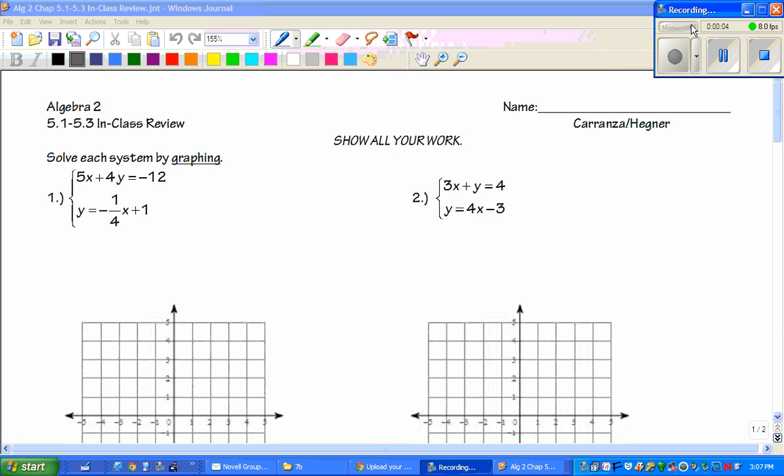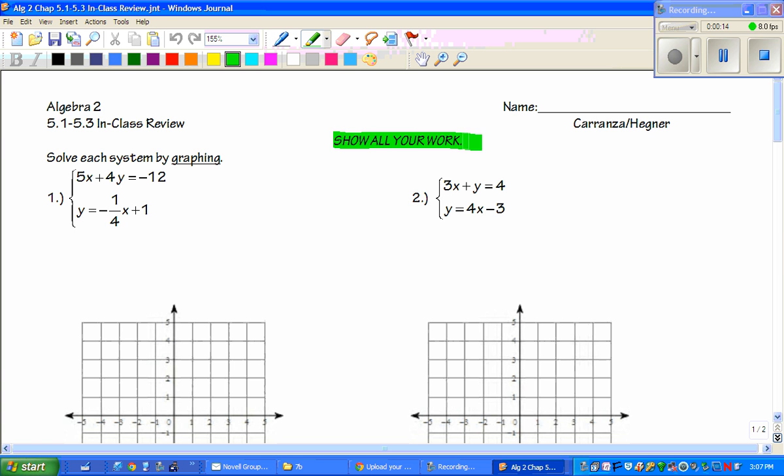Guys, this is Mr. Grice for Algebra 2, Chapter 5.1 through 5.3 in-class review. Let's make sure we read the directions right here, and it says to make sure to show your work.